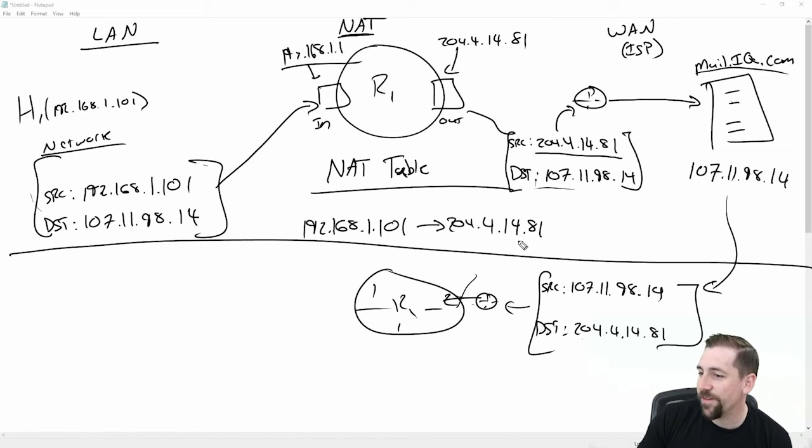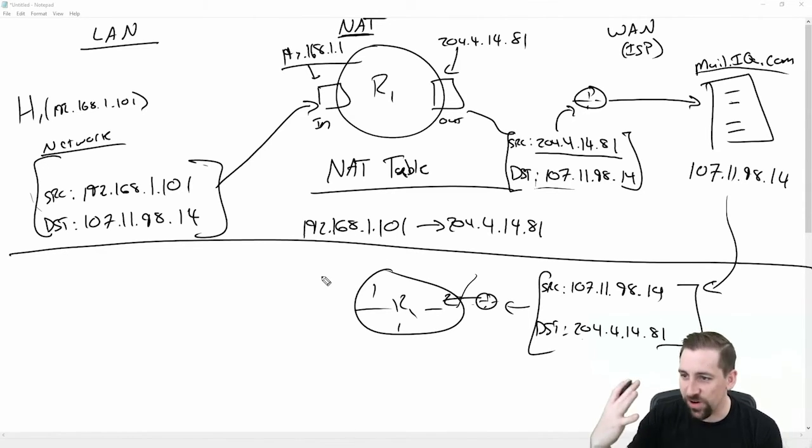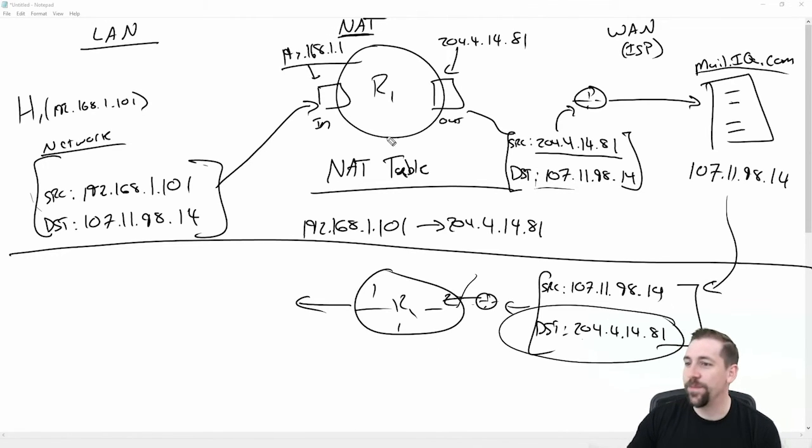It says 204.4.14.81, I need to translate this address to 192.168.1.101, because that's what this router does with NAT configured. And so when this gets forwarded on, R1 translates this destination now, right? Because this is the outside interface, this is the inside interface. In this case, it's inside, so it knows that the source is being translated. In this case, it's outside, so it knows that I'm translating the destination now, because that's the address that I would be looking at for translation based upon this nomenclature here.